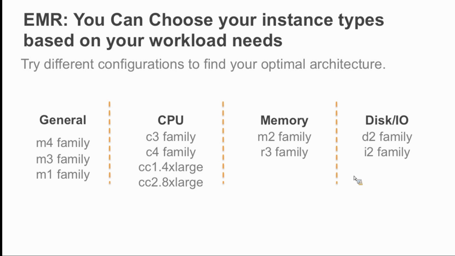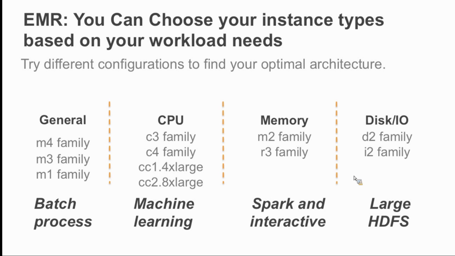EMR, for those that again aren't completely familiar, allows you to use a variety of EC2 types to suit different workloads. So we have a family of general EC2 types, M4s, M3s, and M1s. We have CPU optimized, the C3s, C4s, and so on. And we have memory optimized. And finally, disk I/O optimized.